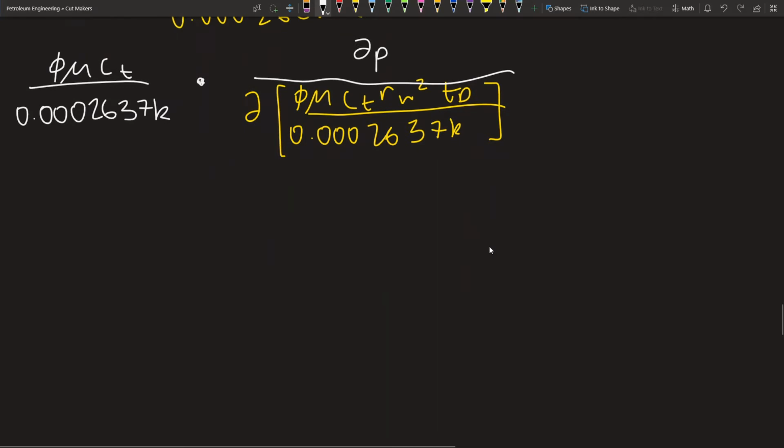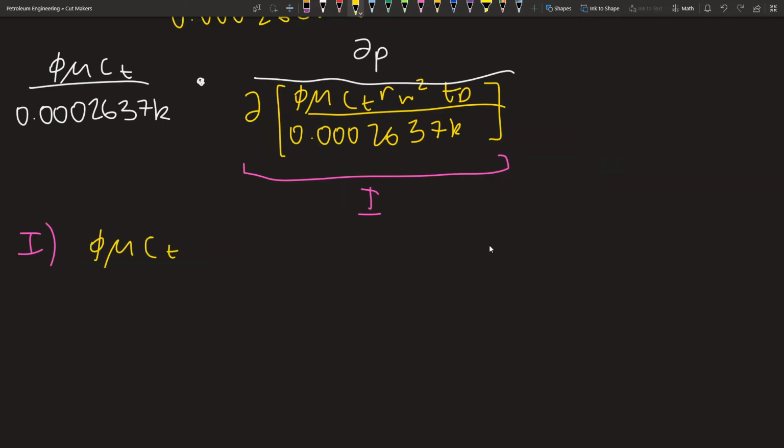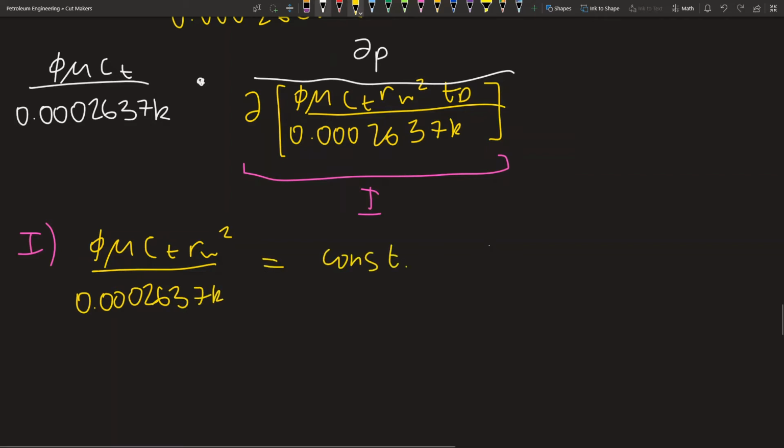Okay, so now how can we simplify this? Well, using the logic from the previous argument, which is for the dimensionless radius part 2, we can actually break this up as follows. So I'm going to label this as 1i again, capital I. We can just find out what the constant terms are and take them out. So there are some assumptions which lead to phi mu c sub t r sub w squared over 0.0002637k being a constant. We can rewrite the whole expression like this.